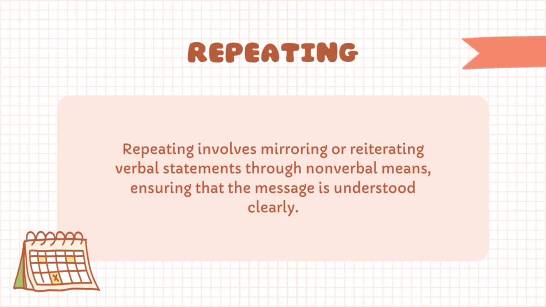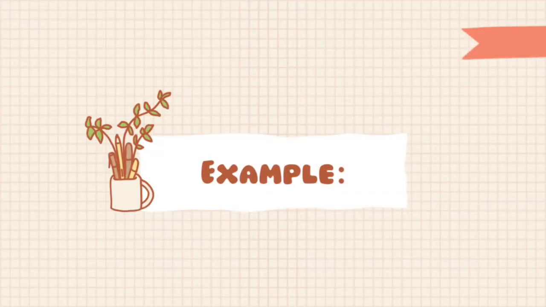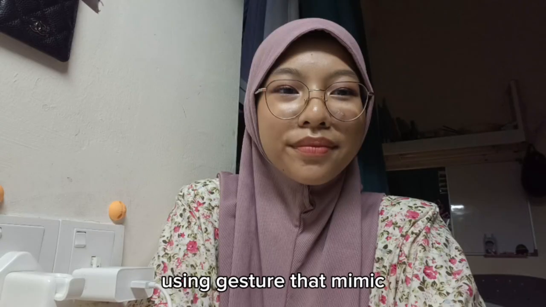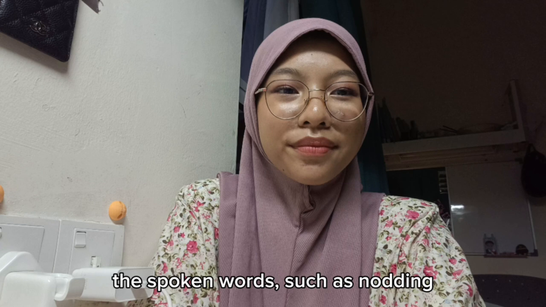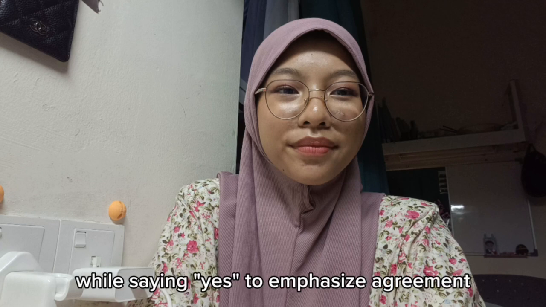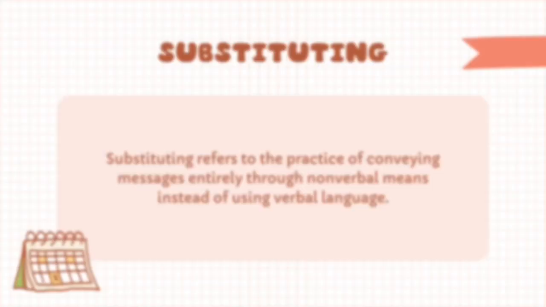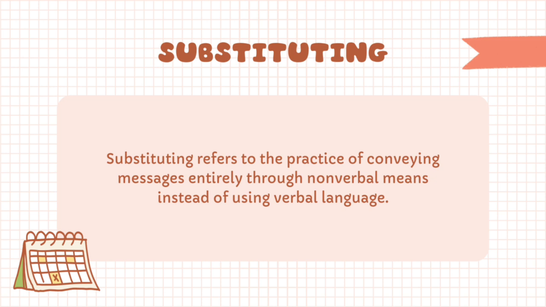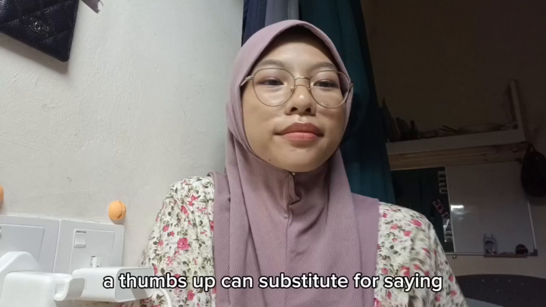Repeating involves mirroring or reiterating verbal statements through nonverbal means, ensuring that the message is understood clearly. For example, using gestures that mimic the spoken words, such as nodding while saying yes to emphasize agreement. Substituting refers to the practice of conveying messages entirely through nonverbal means instead of using verbal language. For example, a thumbs up can substitute for saying good or yes.